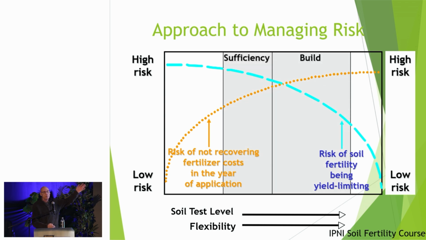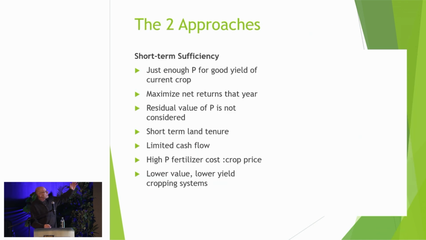And this lends to the two approaches that we tend to use, particularly with phosphorus in much of North America: a sufficiency approach, a build approach, or a blend of those. And just a very quick review, the historical prairie short-term sufficiency approach is just applying enough phosphorus for a good yield in that year. And it does. It maximizes returns for that fertilizer dollar that year, but it doesn't consider residual amounts.